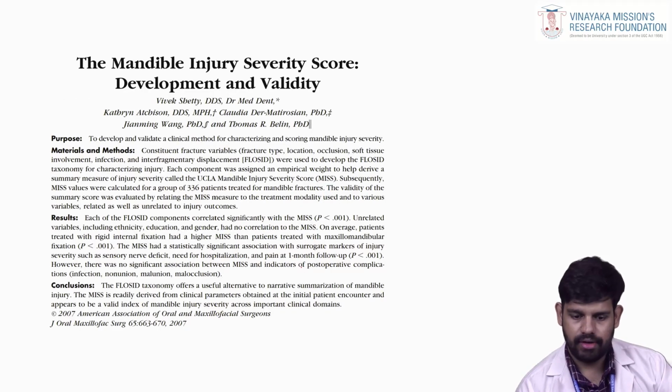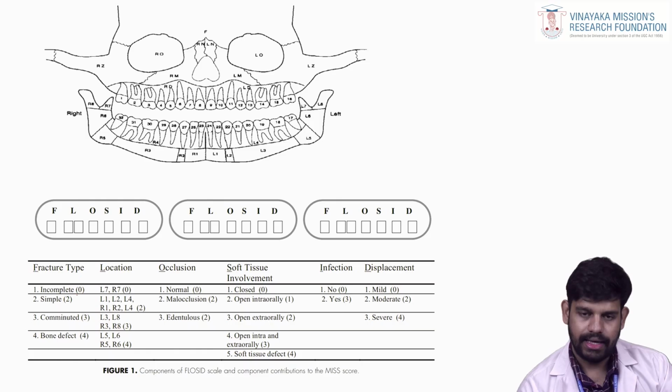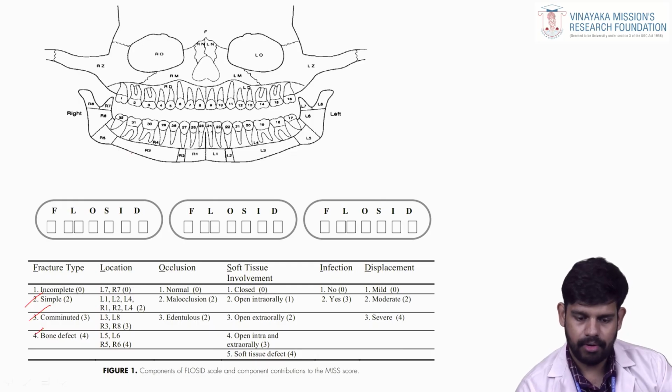Another classification was given by Vivek Shetty, based on the injury severity score, and this goes by FAWCETT. F stands for fracture type, whether it is incomplete, simple, comminuted or bone defect. Bone defect is seen in open fractures where part of the bone is avulsed. If the defect size is more than 4 cm, then we have to go for bone grafts. If the defect size is more than 6 cm, then we have to go for free flaps. The most commonly used free flap is the free fibula.